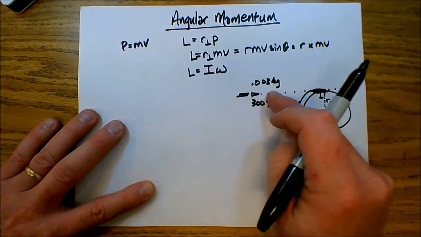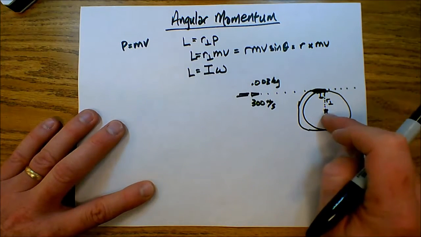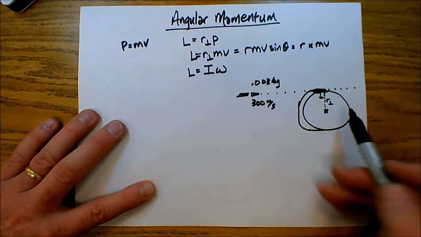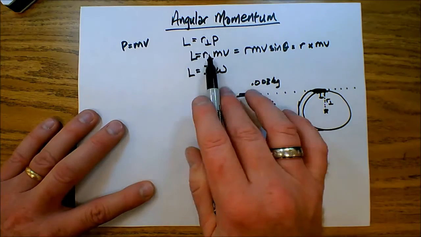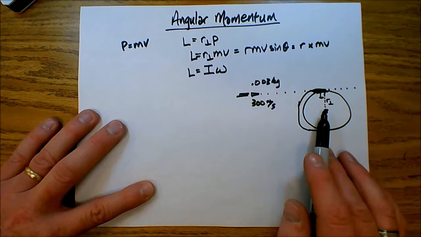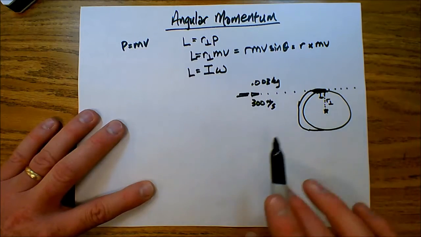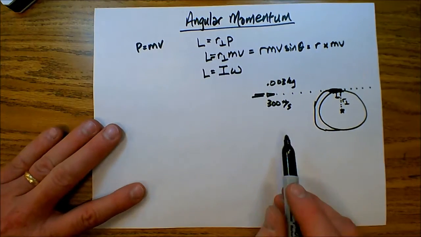Now, if the bullet's line of velocity were lined up directly with the axis of rotation, then there would be no angular momentum. Okay? So that's what it means by a linear moving object having angular momentum. It is only defined in terms of an axis of rotation for which the line of velocity does not pass through.